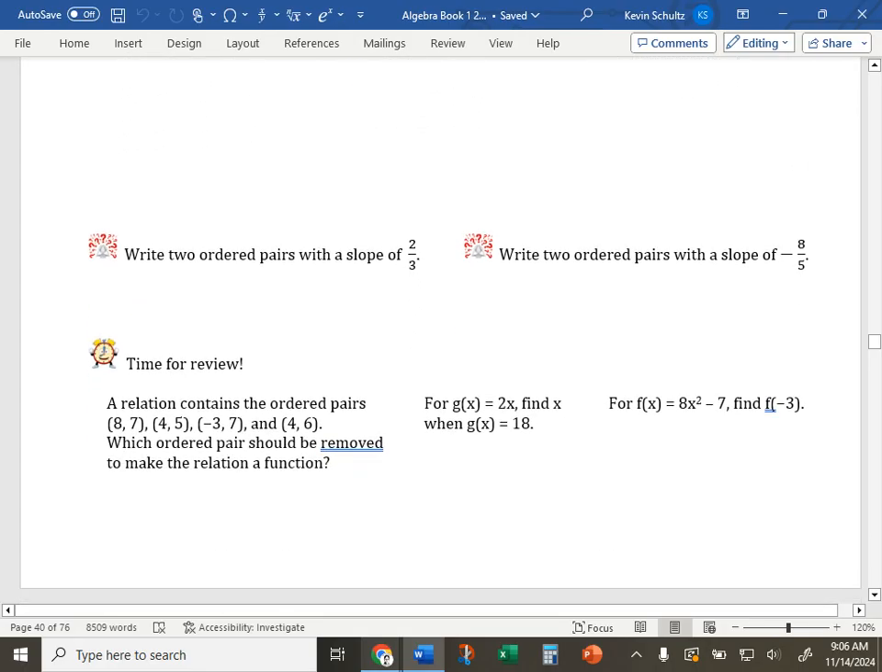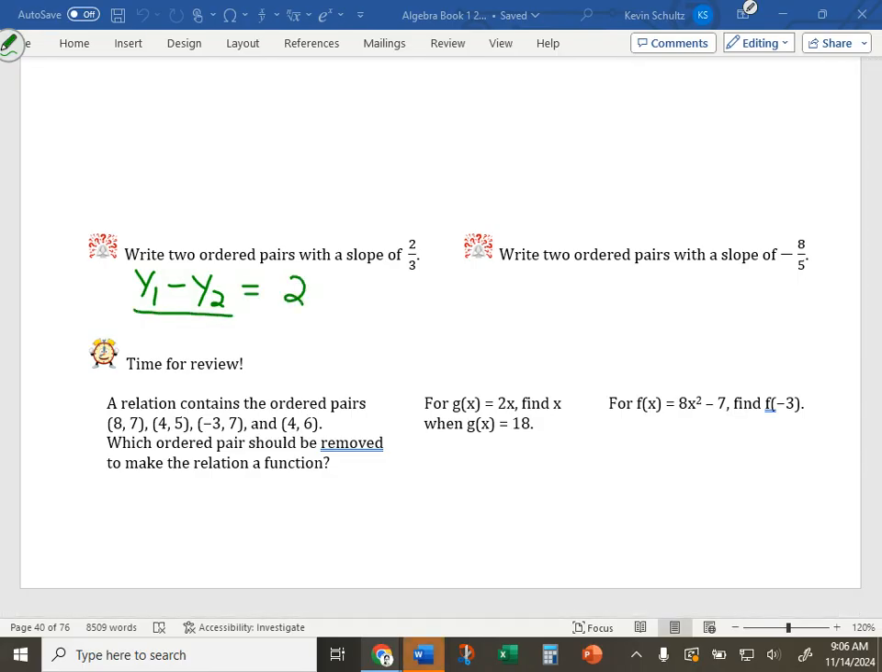The brain busters here, write 2 ordered pairs with a slope of 2/3. Basically, you're looking for, when you use that formula, what are 2 y values that when you subtract them will give you 2? That's your rise. And then what are 2 x values that when you subtract them will give you 3? And then what ordered pairs could you make that would fit that? So you're working backwards. I give you the slope, you're figuring out what ordered pairs are needed to give you a change of 2 for the y or a change of 3 for the x. So it's going backwards here. Then review at the bottom, relation and of course function notation, just because the more we practice that, the better.